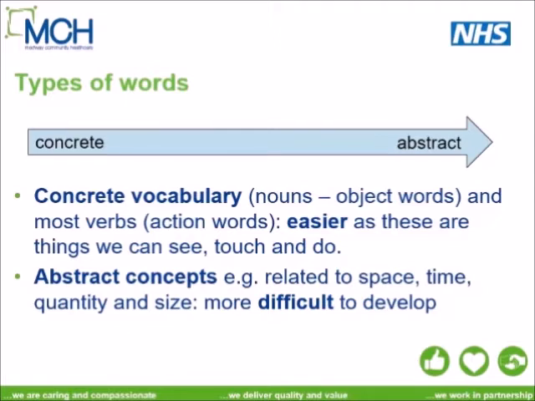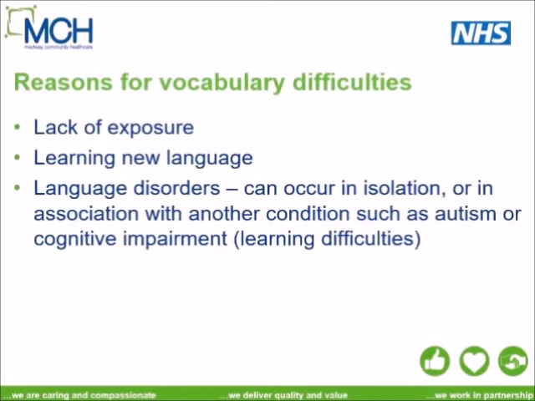These are abstract concepts. So what are the reasons for children to have vocabulary difficulties? It could be a lack of exposure. For example, research has shown that children who are read to hear more words than children who are not read to. And the more a child is read to, the more words they hear.